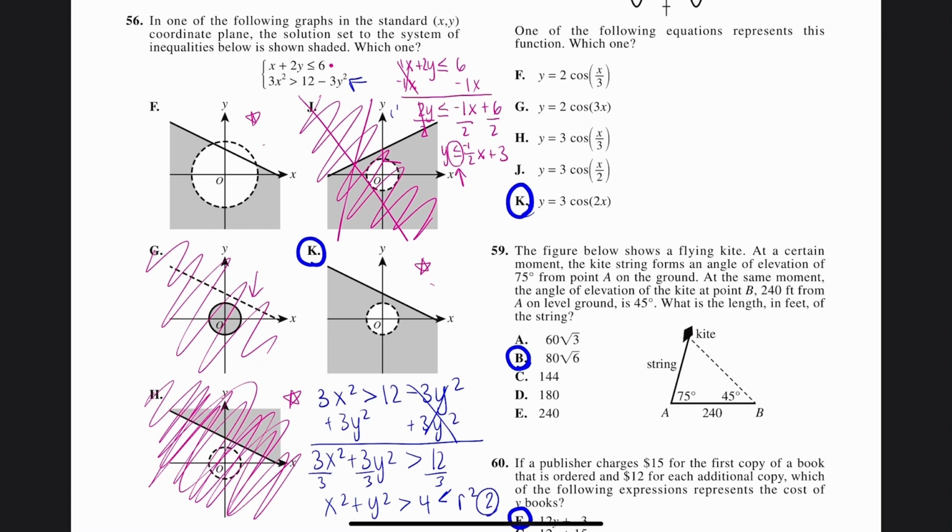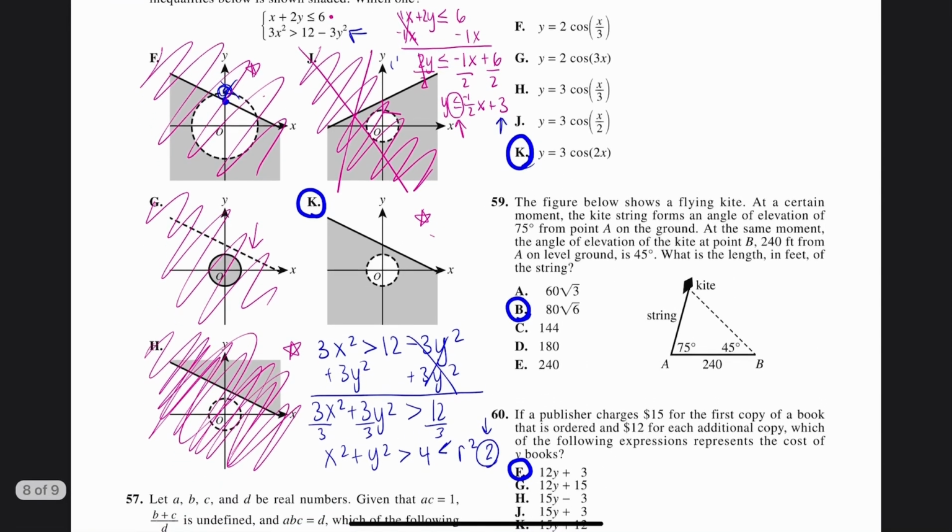So let's look back at our line. It says my slope intercept, my y-intercept is 3. And my radius here is 2. So do you see it can't be F, because this is correct at 3, but this is not at 2. So it's not that one. So we are left with K as our answer.